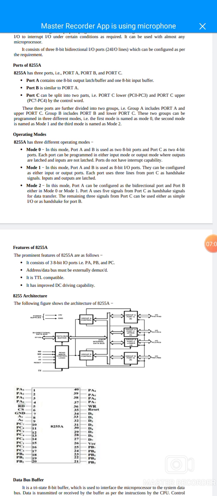Mode 1. In this mode, ports A and B are used as 8-bit input output ports. They can be configured as either input or output ports. Each port uses three lines. Port C is used for handshake signals. Input and output are latched.